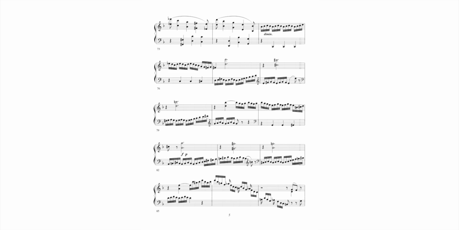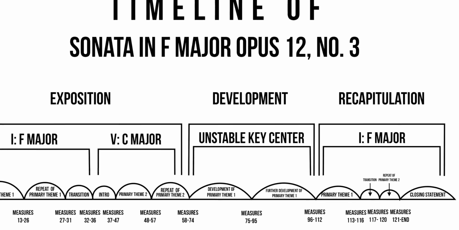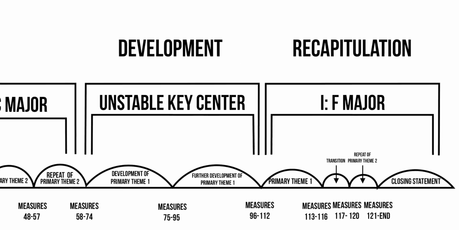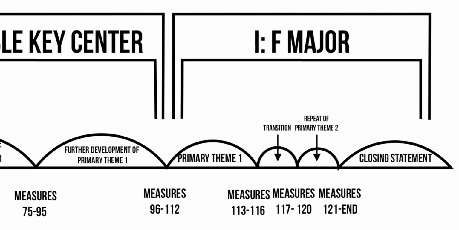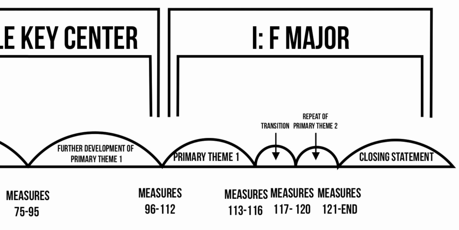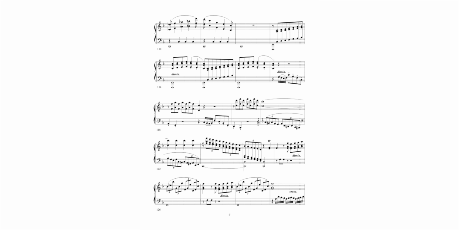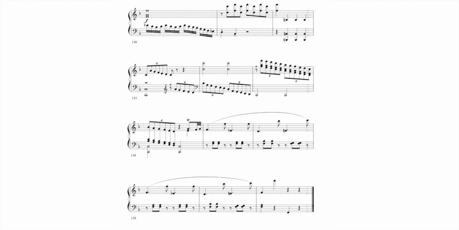After a short transition at the end of the development, we are abruptly back to the primary theme in the original key of F major in bar 96. Before we reach the end, Clementi returns the secondary theme in bar 117, which takes us to the closing section of the piece. The closing section starts in measure 133 due to the increase of faster rhythms and ends in bar 141 with a perfect authentic cadence in F major.